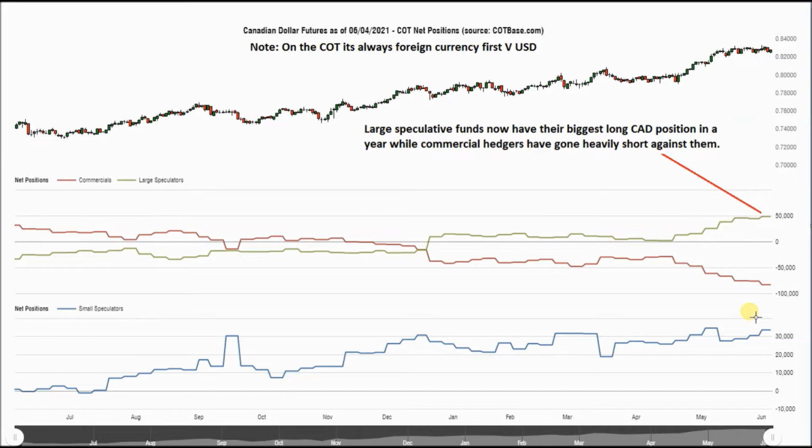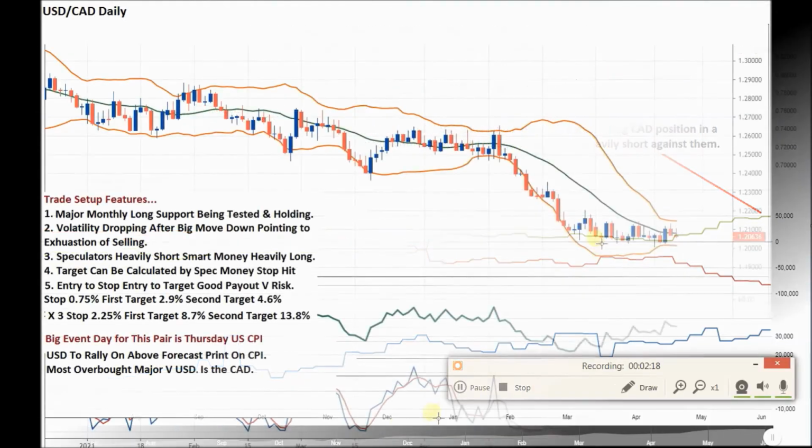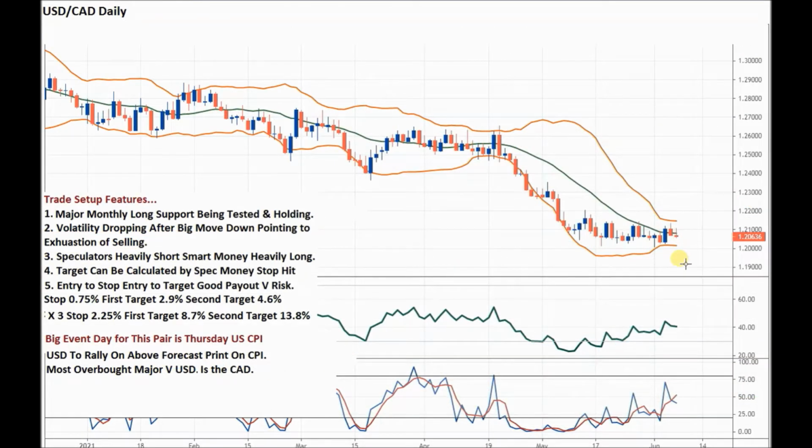And in terms of this trade setup, we know speculators are heavily long the CAD, short the USD, but that big monthly support level is holding. So that's a great level to have our stop behind. Right, let's go back and take a look at the daily chart, and then we'll draw our levels of entry, stop and target. All right, back on the chart, and what I'm going to do now is draw my levels of entry, stop and target.